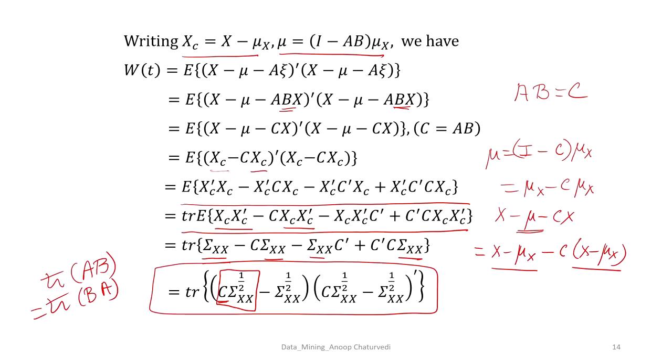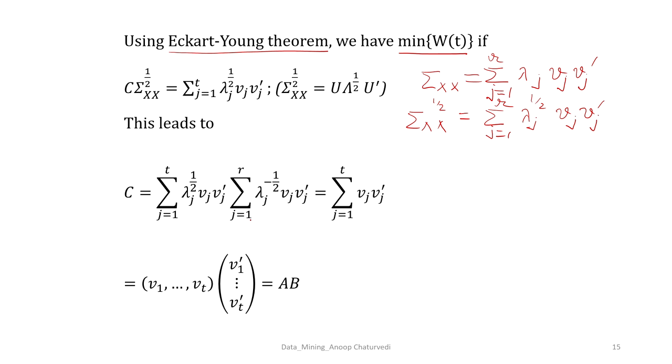Notice that C is equal to AB, and summation j equal to 1 to r lambda j to the power minus half v j v j transpose. For the values of v j for j equal to 1 to t and the values of v j for j equal to t plus 1 to r, these values are uncorrelated with each other. Or you can say that suppose you write j dash here. So, for any j equal to 1 to t and j dash equal to t plus 1 to r, v j dash transpose v j is equal to 0.